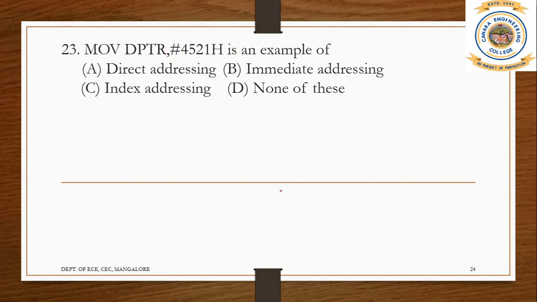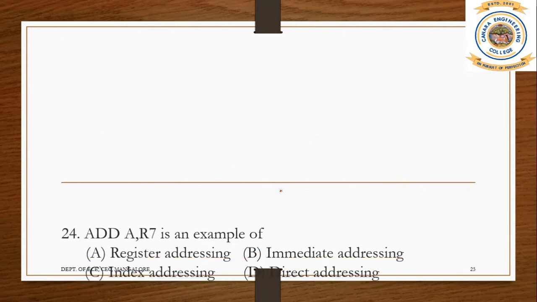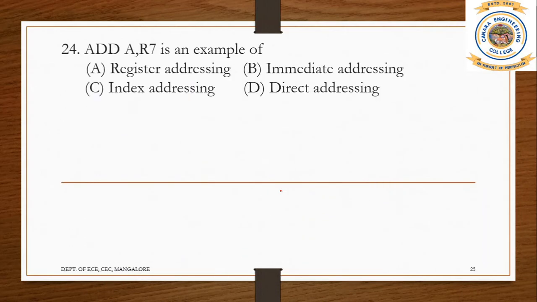Next question is, add A comma R7 is an example of which addressing mode. So here, since both source and destination are registers, as you can see, R7 is also a general purpose register, A is a special function register, or we can say commonly used register or most used register. So accumulator is also a register, R7 is also a register.